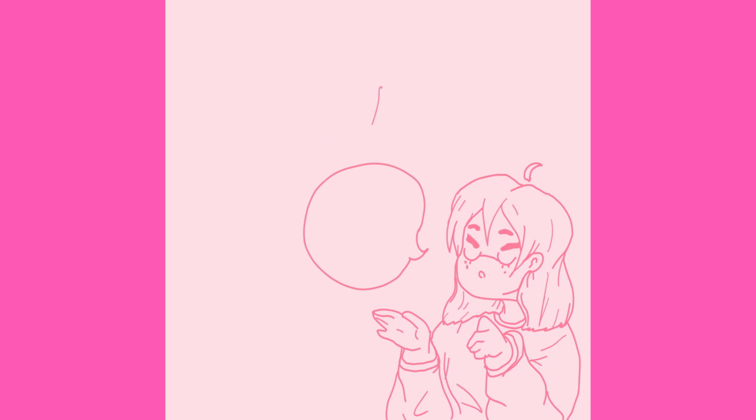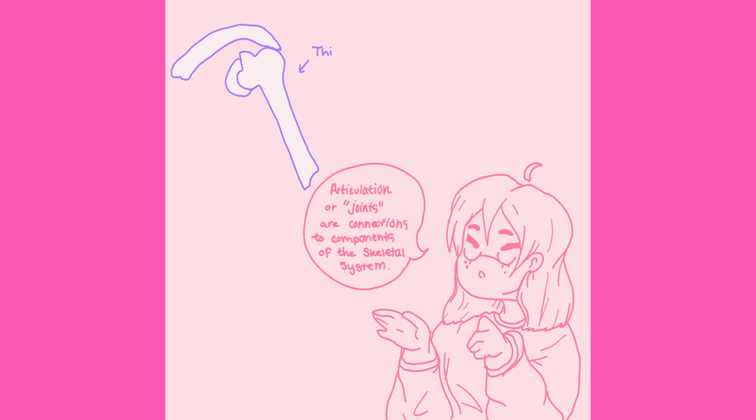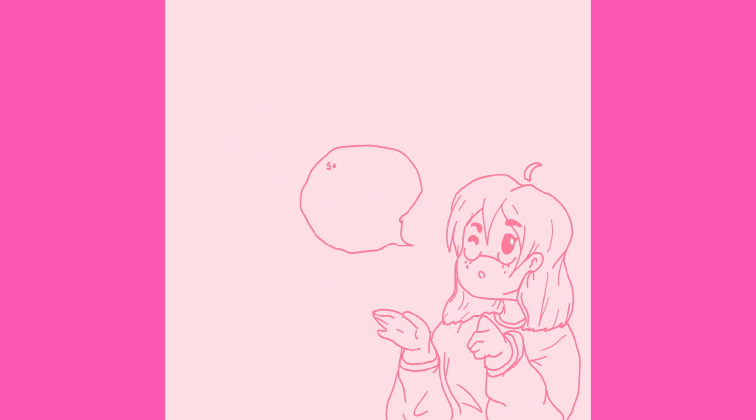What is the articular system? Articulations, or joints, are connections between components of the skeletal system. For example, there are joints in your shoulder that connect to several different bones and allow you to have mobility. So does that mean that all joints aid in mobility?